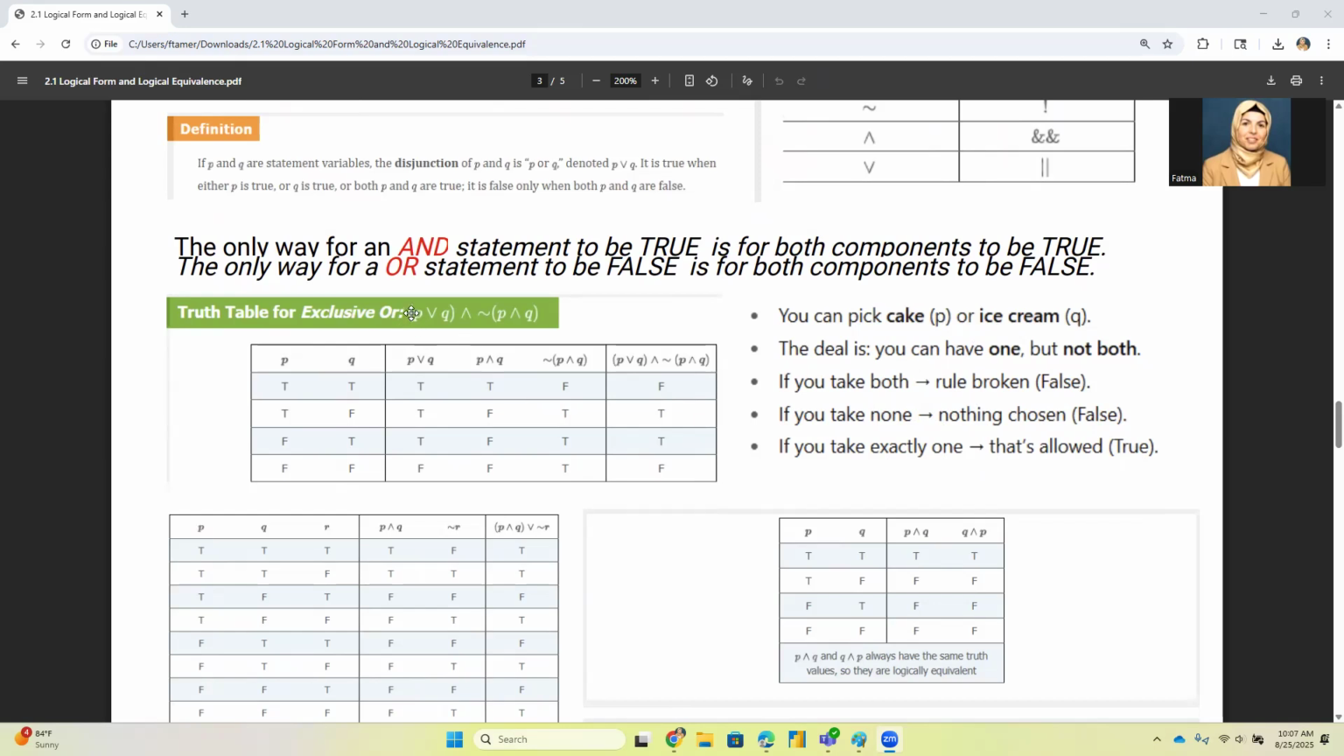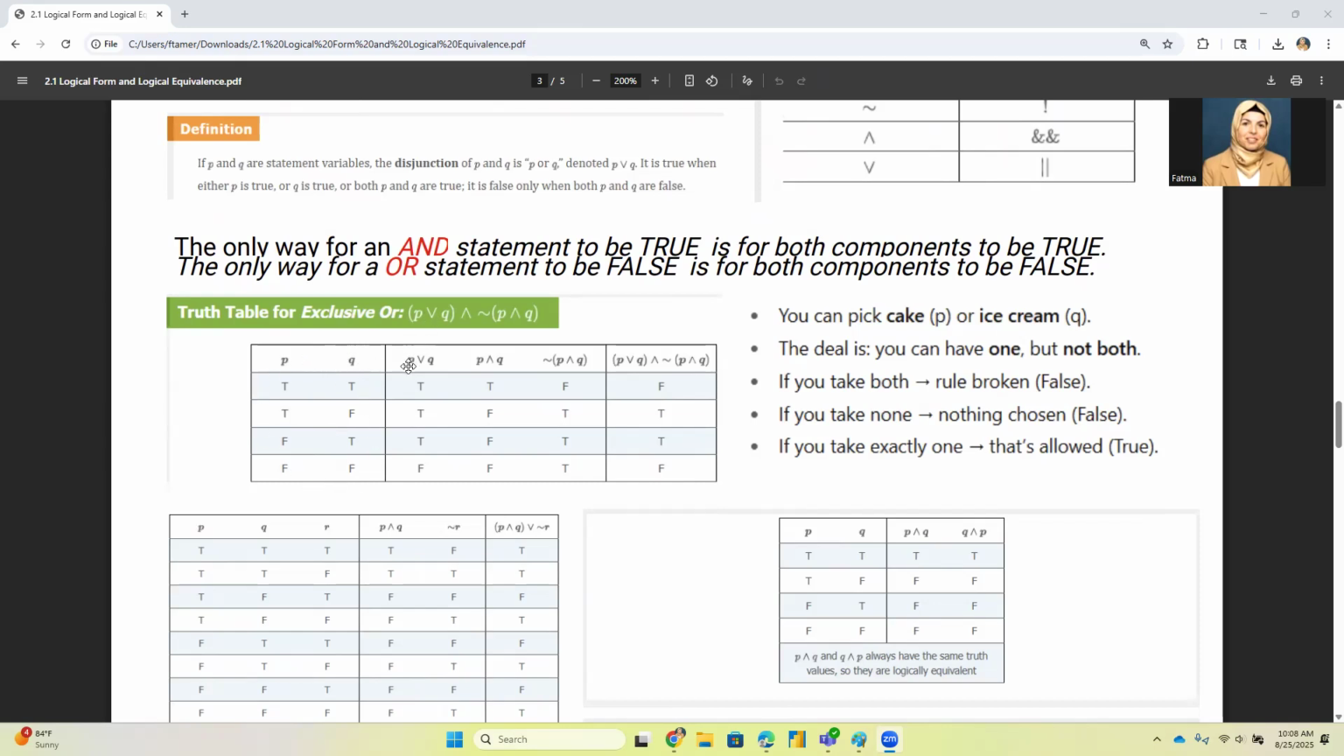So let's look at the truth table, how they came up with these results. We need a P and a Q. So here's the P column, here's the Q column. If you list all the possibilities for P and Q, they can be both true, or P can be true and Q can be false, or P can be false and Q can be true, and both of these letters can be false. So these are the four possibilities for P and Q.